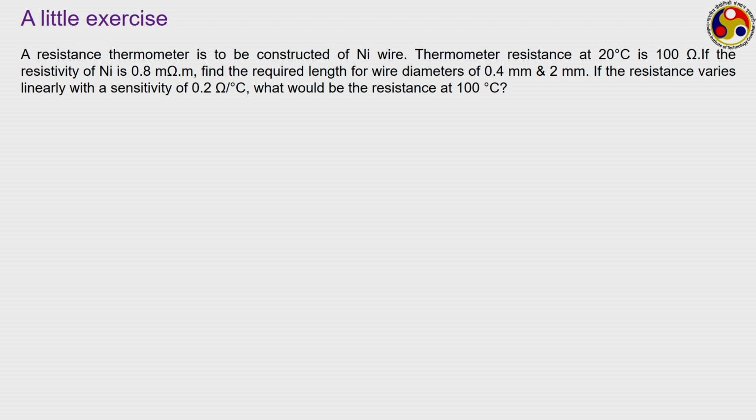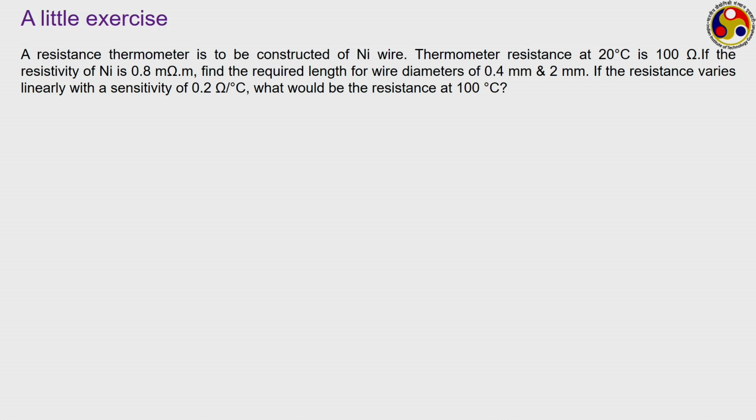As we move on, today we shall be solving a few numerical problems first in relation to all those electrical components. And the first problem there, let me read it out. Here you are talking about a resistance thermometer. It is to be constructed of nickel wire. Thermometer resistance at 20 degrees Celsius is 100 ohm.